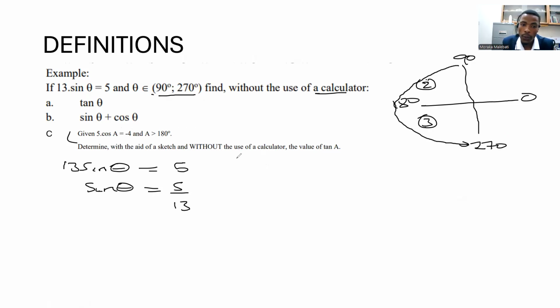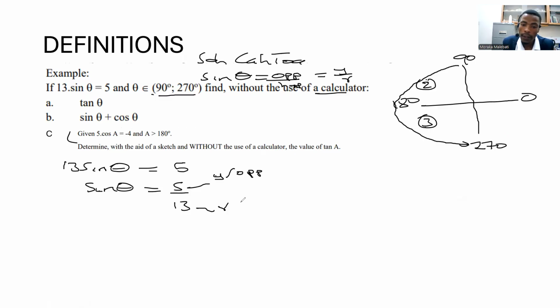So now you know that sine theta is equal to opposite over hypotenuse, or y over r. So this 5 is your y, your opposite side, and this is your r, your hypotenuse side. Now you need to find your x in this case. So what do you do?